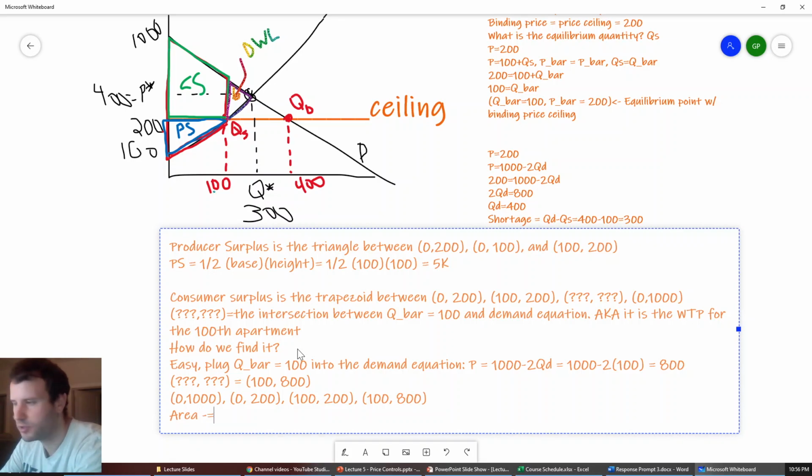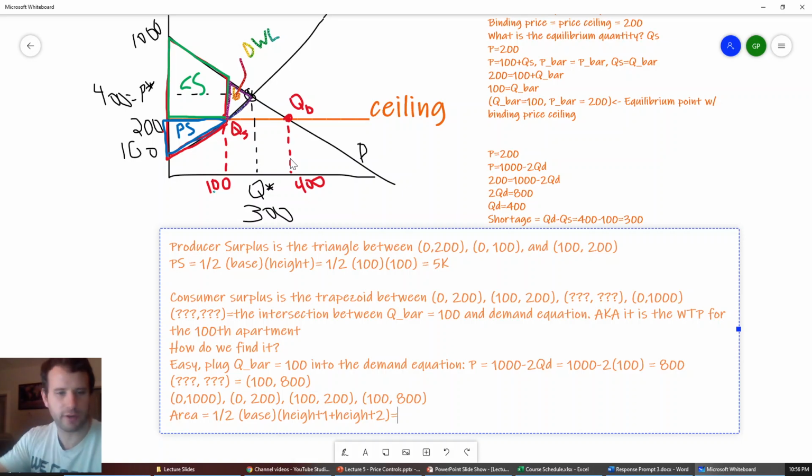And the area of a trapezoid is going to be 1/2 base 1 plus base 2 times height. For this purpose, since I have one line going up here and one line going up here, but only one vertical line, I'm going to make it base times height 1 plus height 2. It doesn't really matter, because if you flip the trapezoid over, then your bases become your heights. So what's the base? The base is 100, right? It's this area here going from 0 to 100.